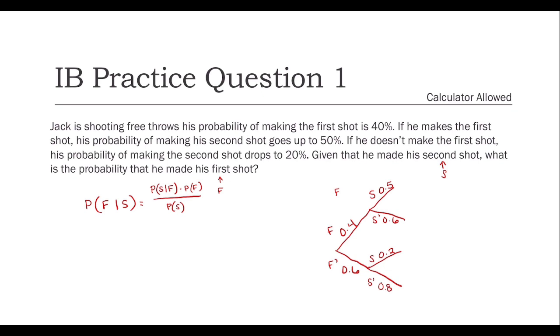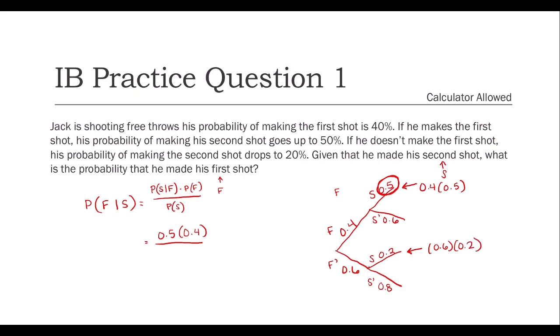So your probability of making your second shot, given you made your first shot, would be this right here. Because we're given he made his first shot, so the probability is going to be 0.5. So this equals 0.5 times the probability of making the first shot, which is 0.4, divided by the probability of making his second shot. So there's two branches where he could make the second shot. So to figure out those branches' probabilities, you'd multiply each of the things. So this here would be 0.4 times 0.5, and this one down here would be 0.6 times 0.2.